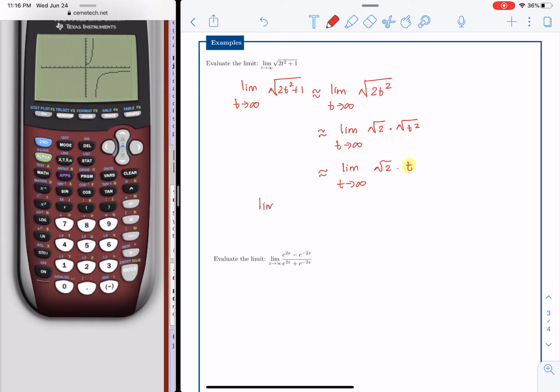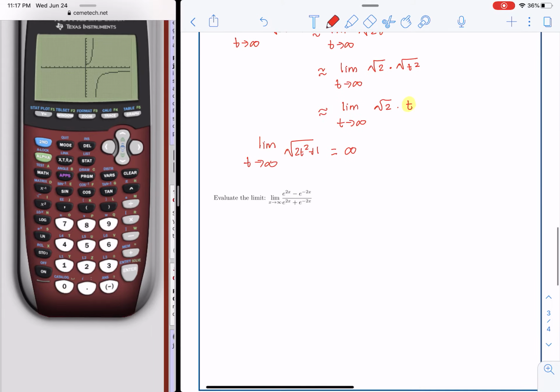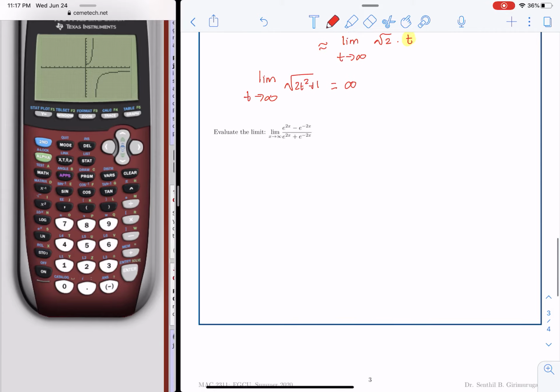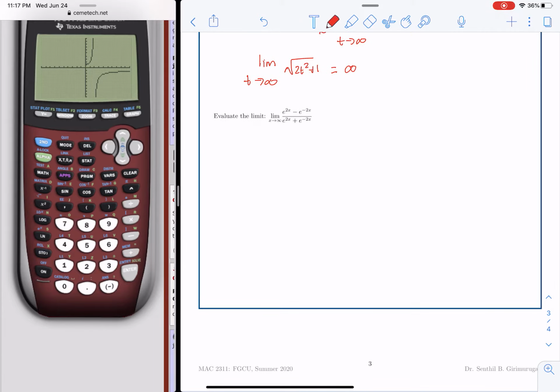So the limit as t approaches infinity of the square root of 2t squared plus 1 is infinity. Approximately equal to infinity or just infinity, they are one and the same. So it doesn't matter.